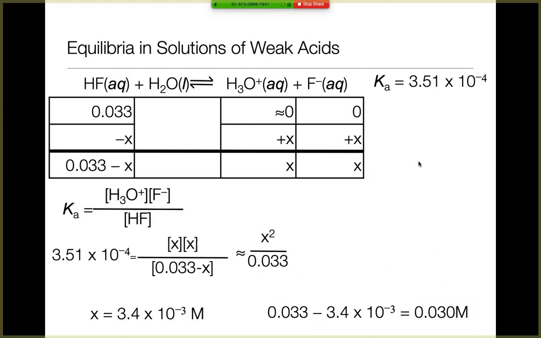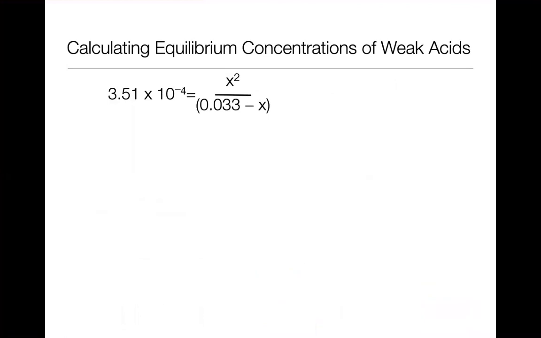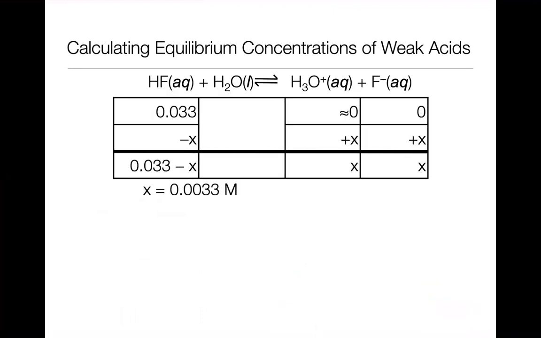That gives us only one other option, and that is using the quadratic equation. So I can't use my assumption, so I have down on the denominator still 0.033 minus X. Set it up in quadratic form, plug it into the quadratic equation, and then we get two values for X. One is negative, one is positive. So we're going to use the positive value. So now we have our value for X.